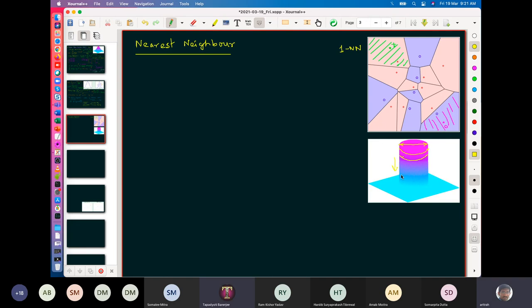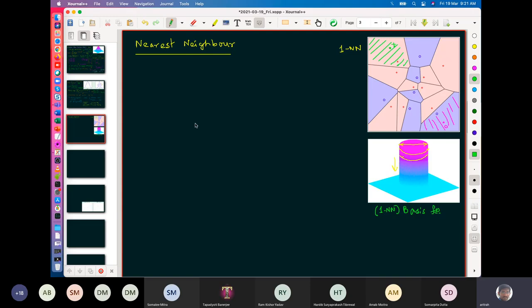Yes, sir. So therefore, here is your basis function for nearest neighbor. And in particular, for one nearest neighbor, the basis function looks like this. I am just changing the radial basis function. The radial becomes the same. Instead of Gaussian, I take this.